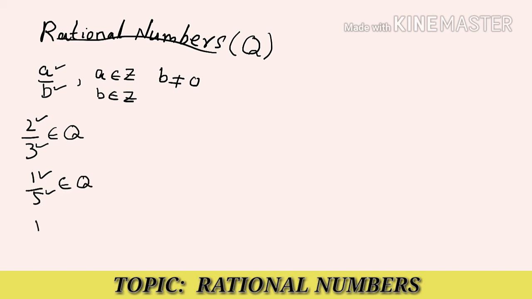Okay, what about square root of 3 over 2? It's not a rational number, because square root of 3 does not belong to integers, so we will say that it's not a rational number. So it means square root of 3 over 2 belongs to the set of irrational numbers. Irrational means those which are not rational, that are called irrational numbers.